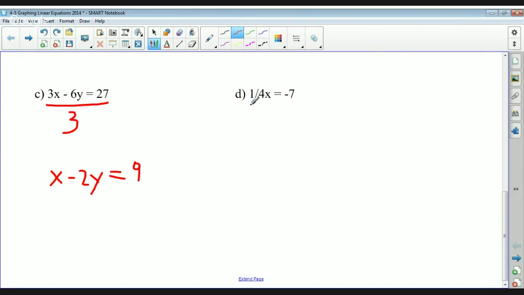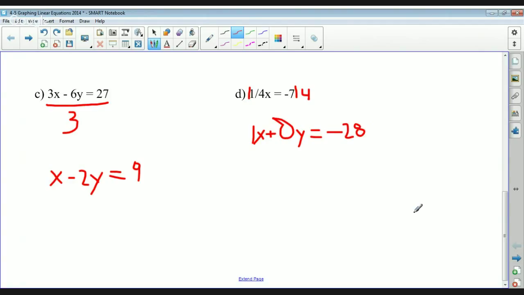So to get this in the standard form, what we need to do is, like the example up above, we need to multiply. And we're, again, going to multiply by 4, as that is our denominator. So a quarter x times 4 will give us 1 whole x. 0 times 4 is 0y. And that is equal to negative 28.